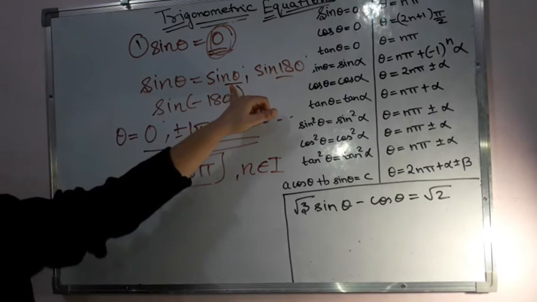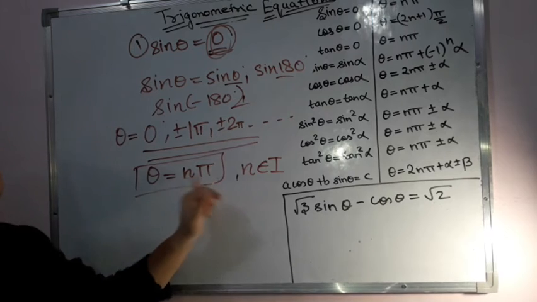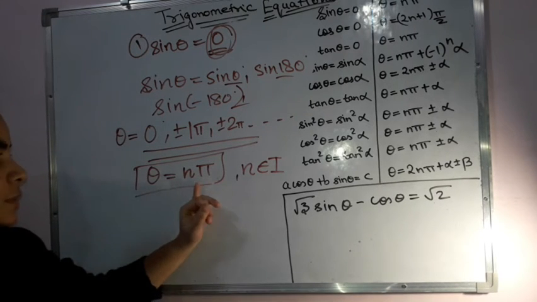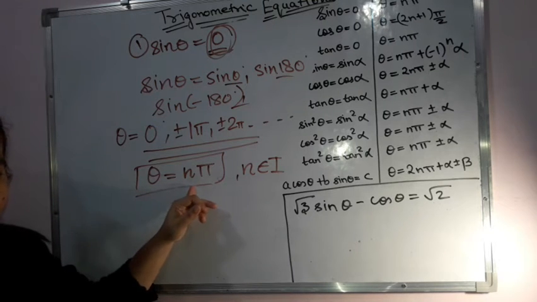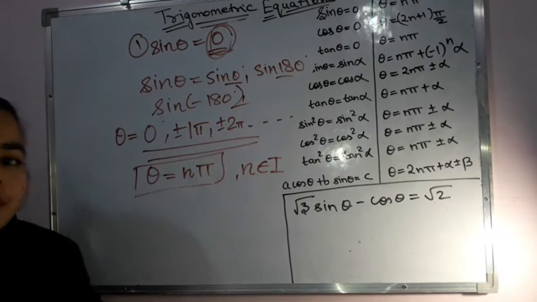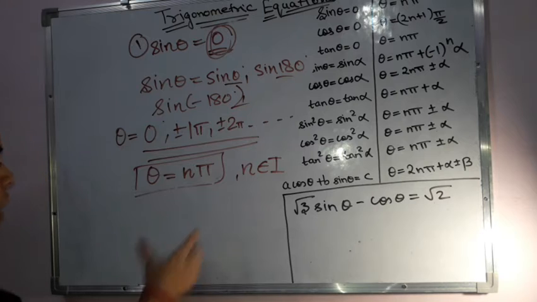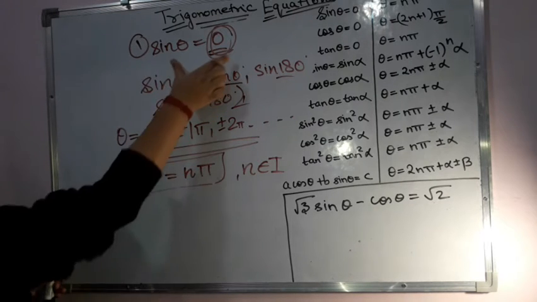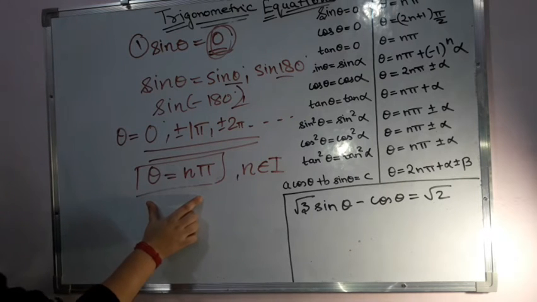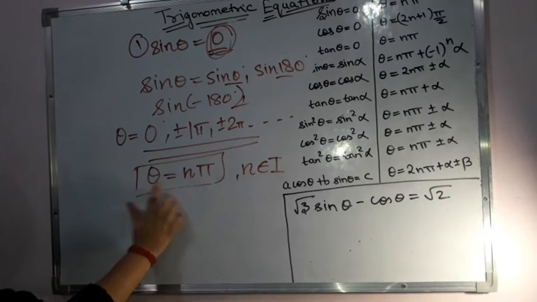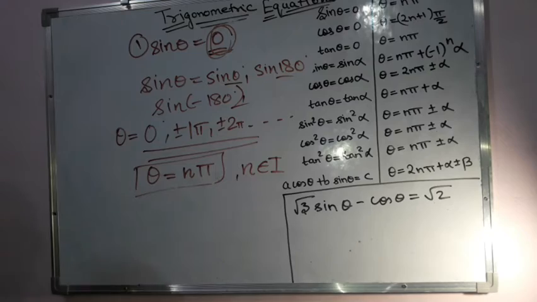This is satisfied. If I put minus 1, that is minus pi, meaning minus 180 degree, satisfied. If I put plus 1, that is plus pi, plus 180 degree, that is also satisfied. So this is my general solution when my equation is sine theta is equal to 0 degree: the general solution becomes theta is equal to n pi, right?